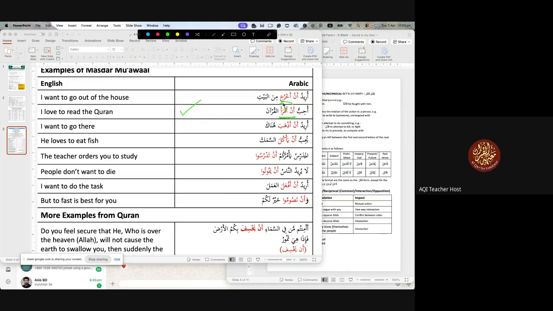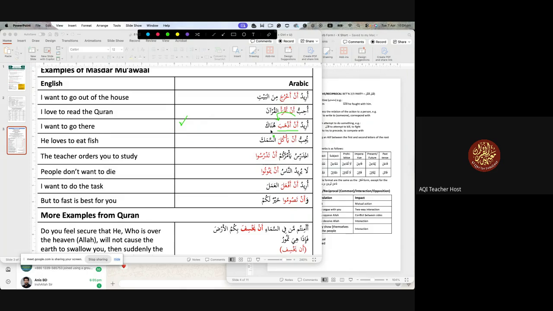MashaAllah. Someone else, please come for the next one. Yes, Sister Nilufa. Uridu an azhaba hunaka. So here the Masdar Muawwal is an azhaba. An is a harf nasiba and it makes the next word, which is the mudari verb, mansoob. To go. So this to go is Masdar Muawwal. That's it. All done. Good.